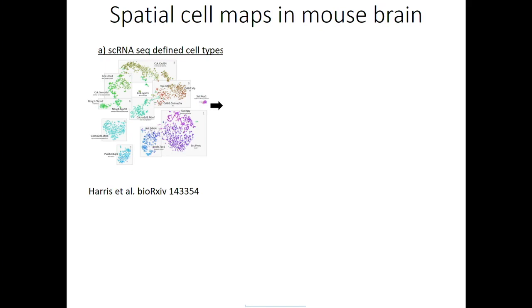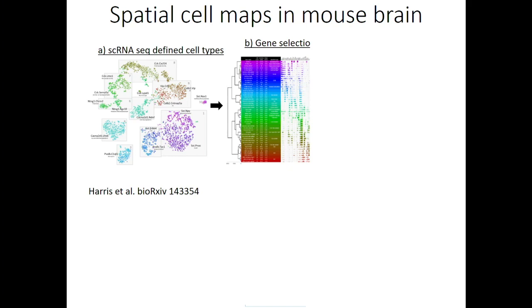Okay, so that's our work towards mapping and characterizing tumor heterogeneity. Next step is using this technology to make spatial cell maps out of single cell RNA sequencing data. So we start with single cell RNA sequencing, and we have these clusters that we want to find out where they are located in the tissue. This is cells that are derived from CA1 in mouse hippocampus, and they form these kind of clusters.